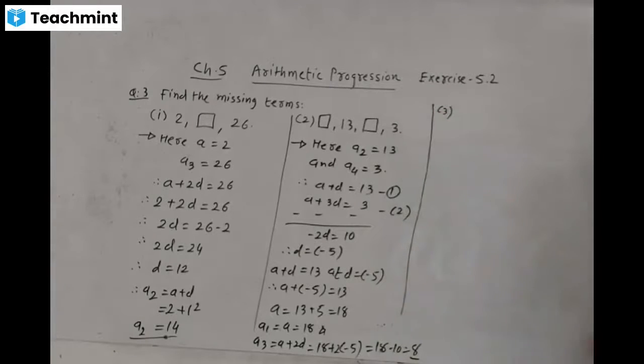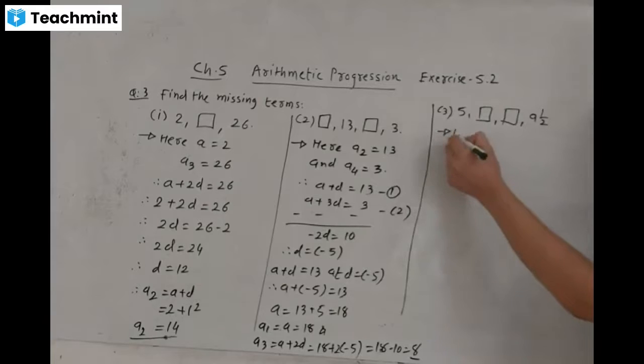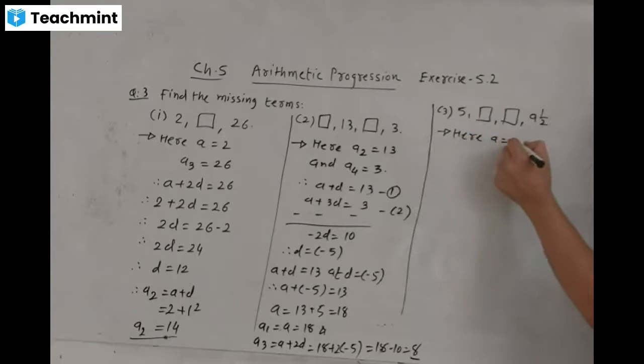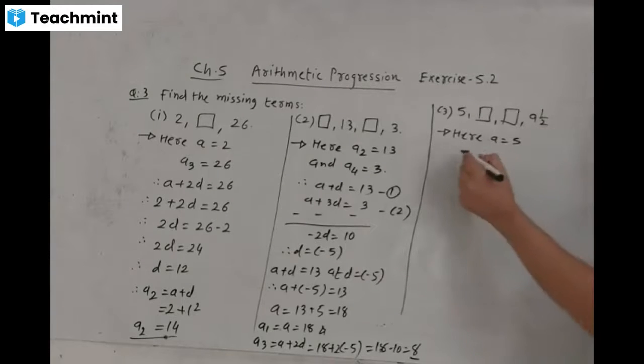Okay, clear? Next one, third one. 5, blank, blank, 9 integer 1 upon 2. Here first term and fourth term is given, and find the second and the third term. Here first term A is equal to 5 and the fourth term is 9 integer 1 upon 2.